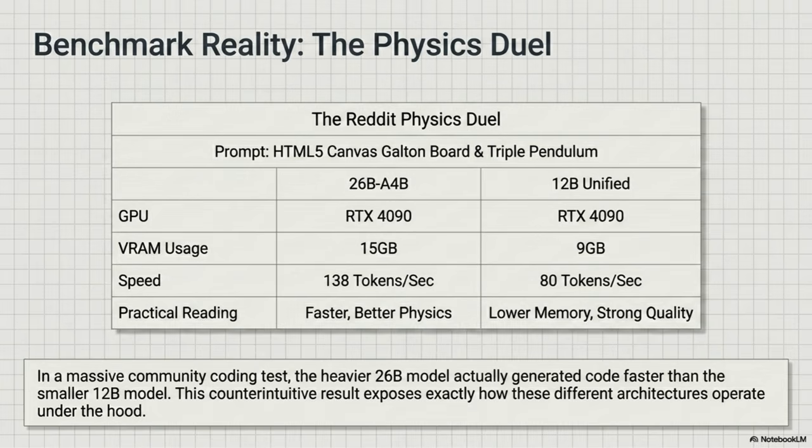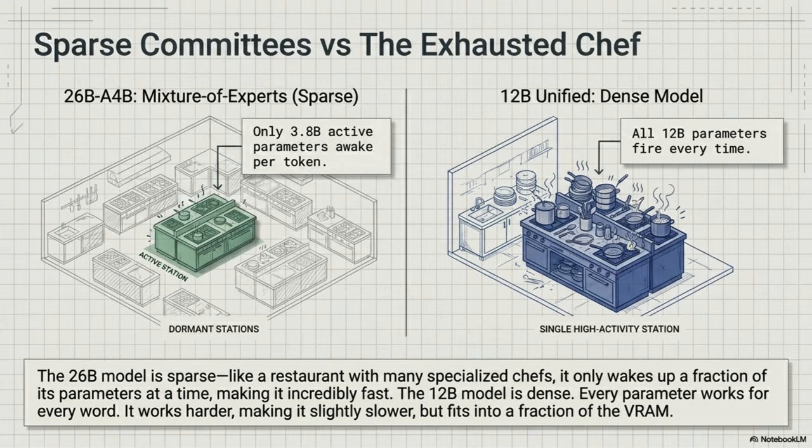But that doesn't make any sense. If the 26B has double the mass, shouldn't it be slower? Why is the bigger model faster? It's totally counterintuitive until you look at how the models are structured. The source uses this great restaurant analogy to explain it.